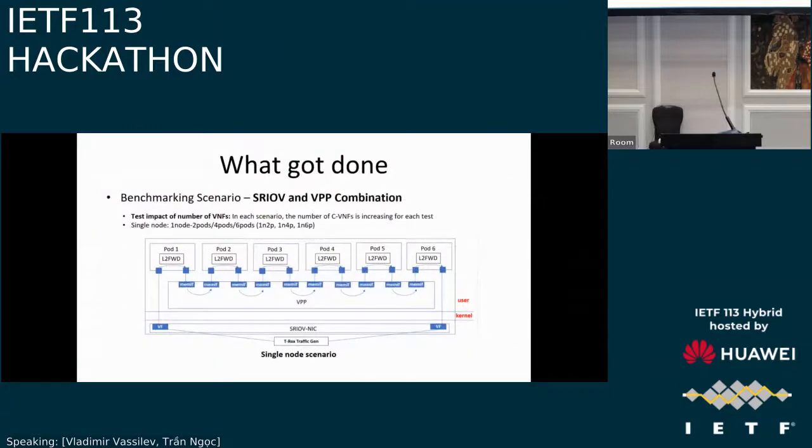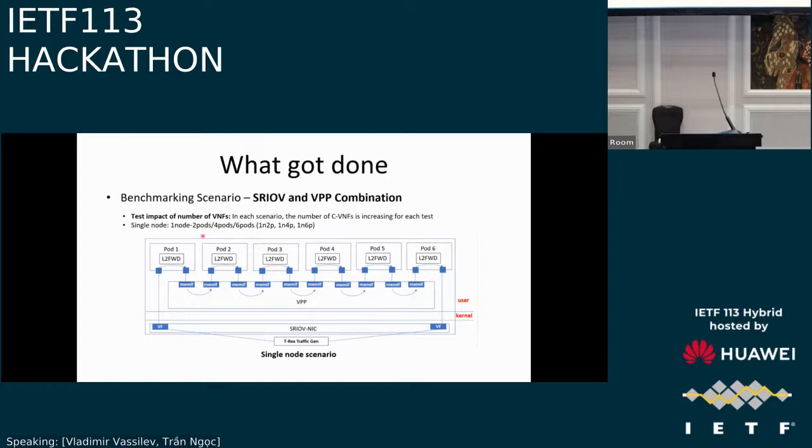So this is a benchmarking scenario. We use SR-IOV combined with VPP. SR-IOV is used for north-south traffic, and VPP is used for east-west traffic. We will test in two scenarios. The first one is single node, and the second one is multi-node.